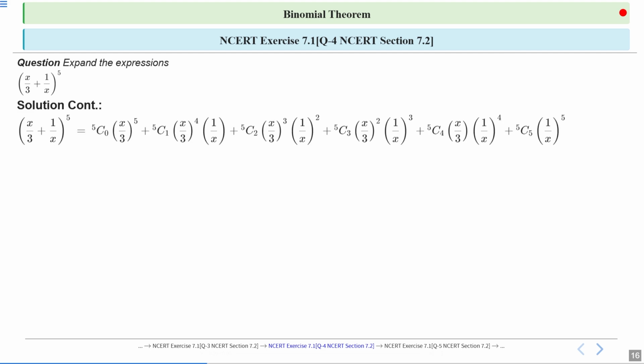So (x by 3 plus 1 by x) raised to the 5 can be written as 5c0 (x by 3) raised to the 5 plus 5c1 (x by 3) raised to the 4 into 1 by x plus 5c2 (x by 3) whole to the 3 into (1 by x) whole square plus dot dot dot 5c5 times (1 by x) raised to the 5.